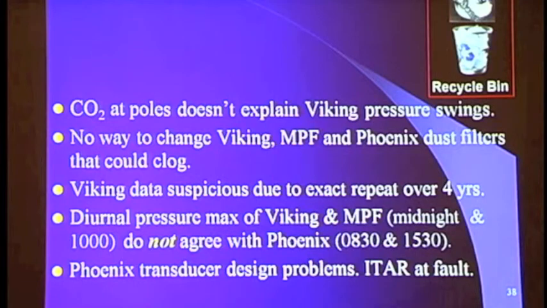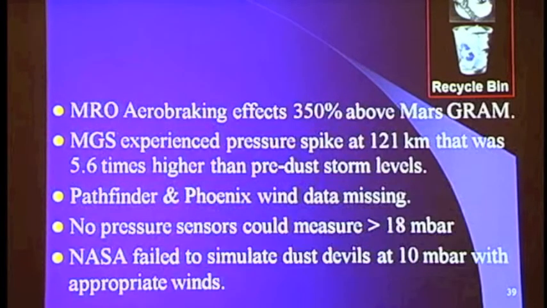Now, the daily pressure swings. The Vikings and the Mars Pathfinder had Tavis-built sensors. They said that the maximum pressure on Mars daily was at midnight and 10 o'clock in the morning. But Phoenix, which has a Vaisala instrument, stated that it's 8:30 and 15:30. That's about an 8-hour difference. That's considerable, and that might account for the daily problem. Also, the Phoenix transducer design had some problems. Our tower was at fault for some of them. Next one.